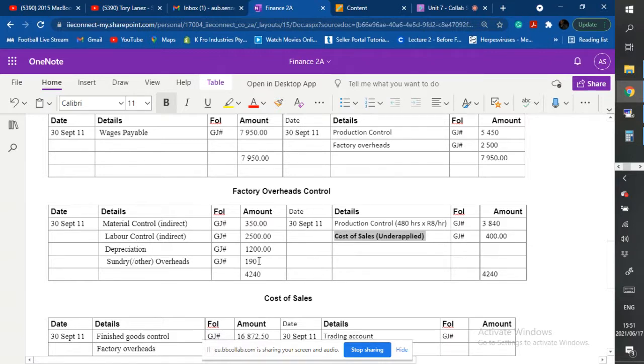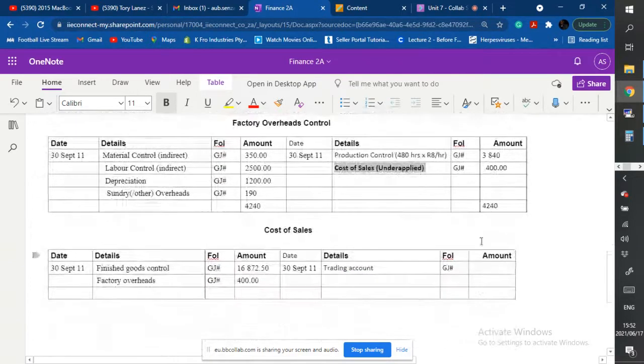So if we underapplied, it means that our actual factory overheads was more than our budgeted. Now, if we had overapplied, it means that our budgeted would have been greater. So for instance, if we had 5,000 here, that means that our actual is short by 760. So here we would have plugged in the balance CD, the shortfall, on the debit side, which means we would have reduced our cost of sales by 760 because we would have credited the cost of sales account.